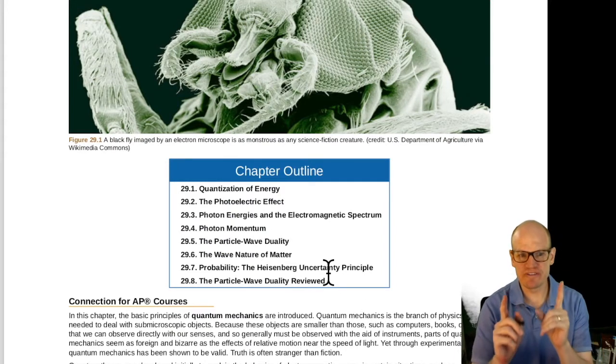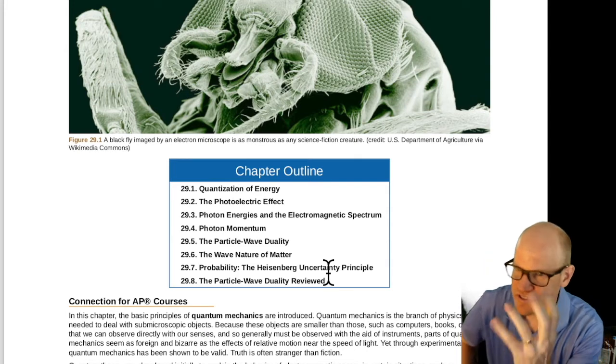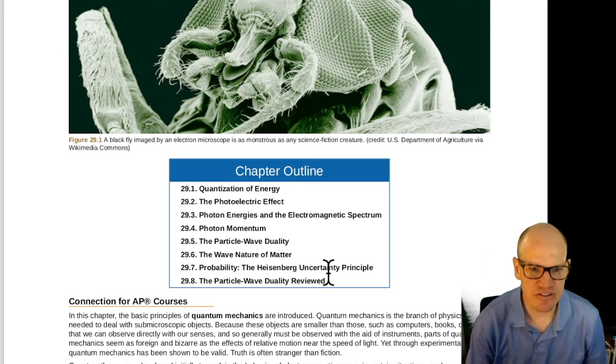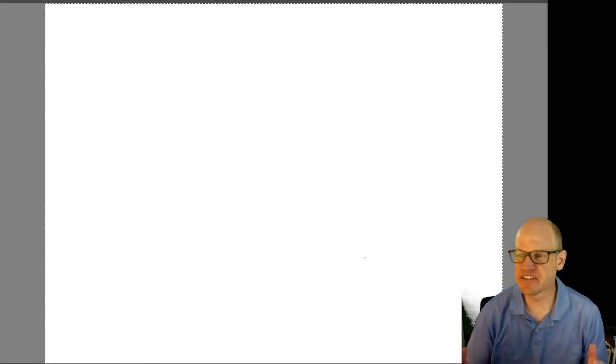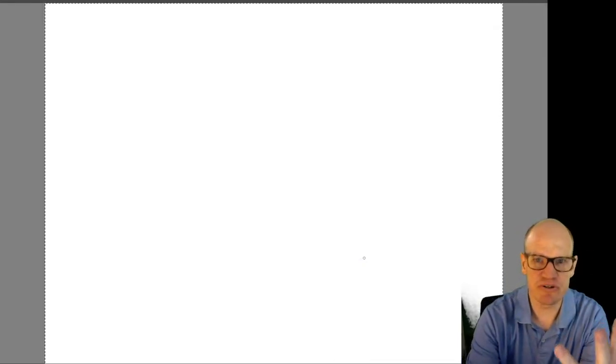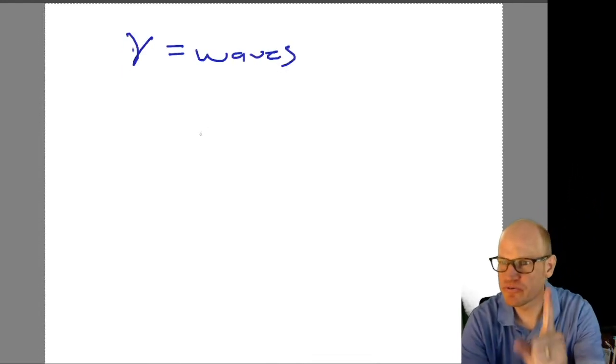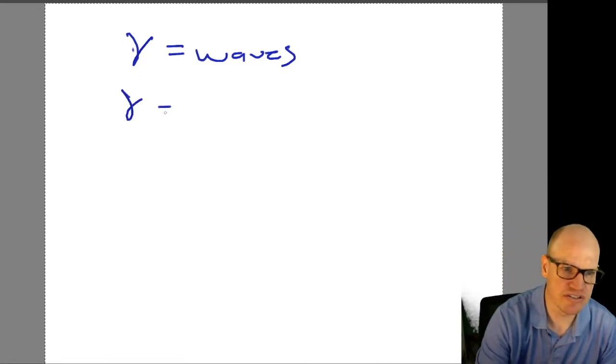Now, this wave-particle duality is what's interesting here. So now let's come back to this recognition. We now know from the experiments of interference that light is a wave. Photons are waves. We also know from the photoelectric effect that photons are particles.